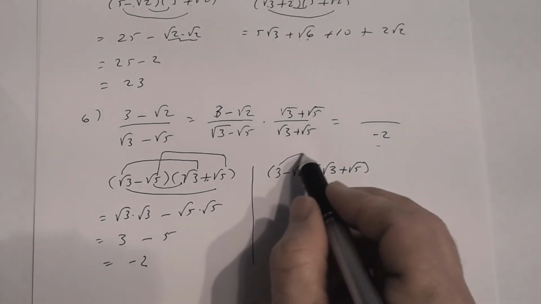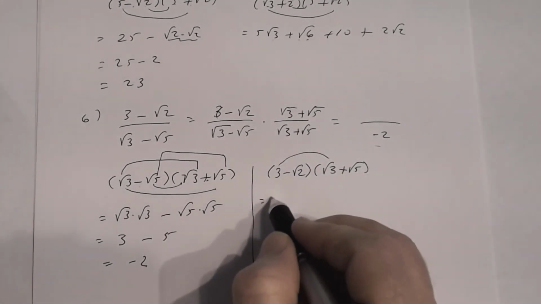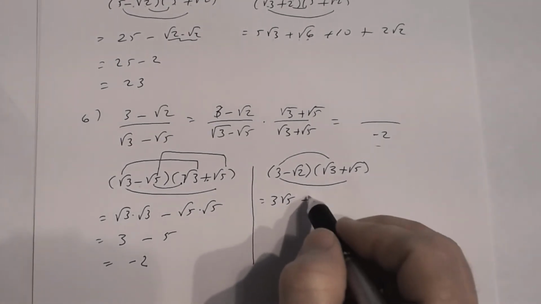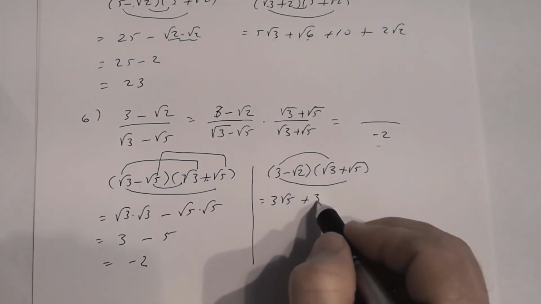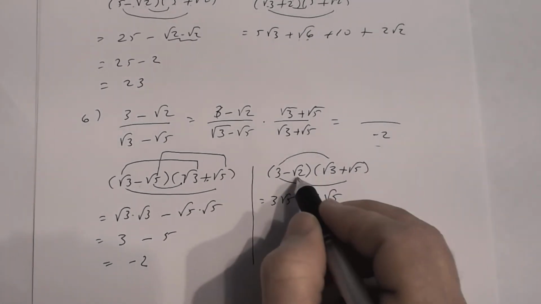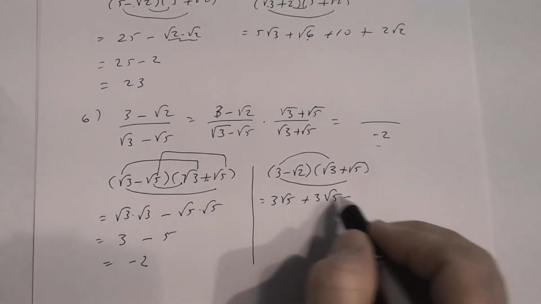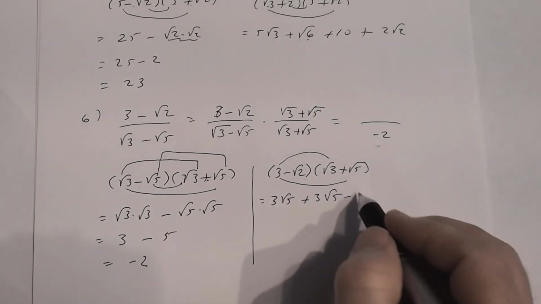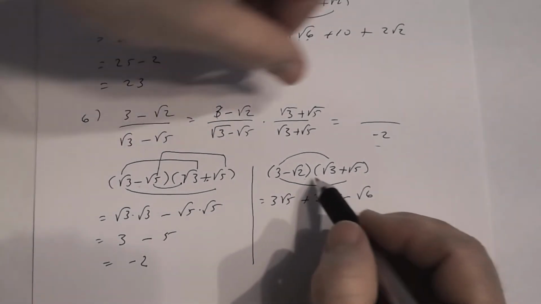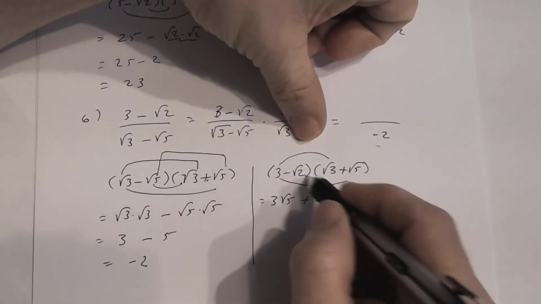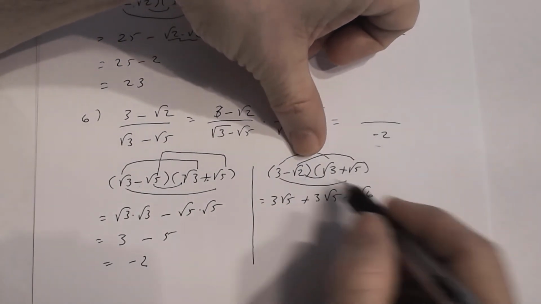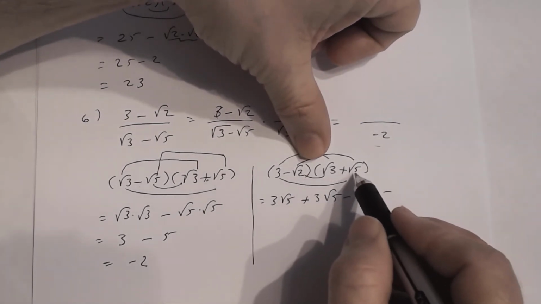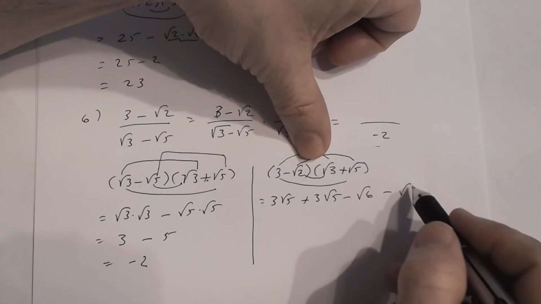Okay, so first, I have 3 times the square root of 3. The outer, I have 3 times the square root of 5. A positive times positive is positive, so 3 square root of 5. The inner, a negative times a positive is a negative, but notice, look, I have the square root of 2 times the square root of 3. That's the square root of 6. And then the last, a negative times a positive is a negative. And then the square root of 2 times the square root of 5 is the square root of 10.